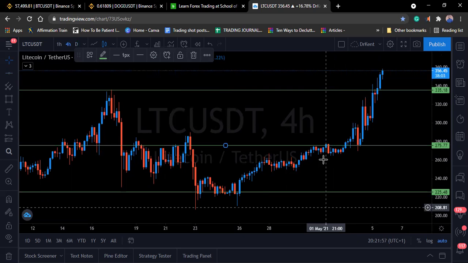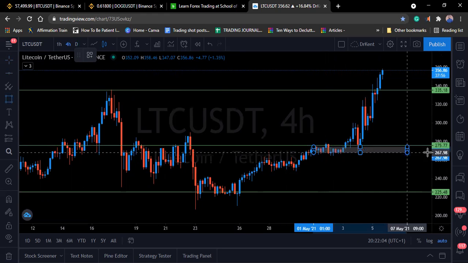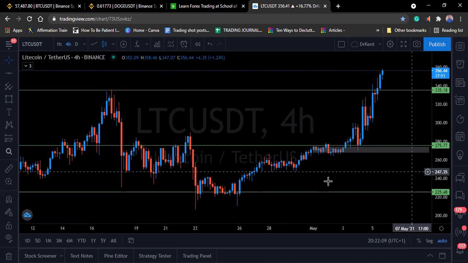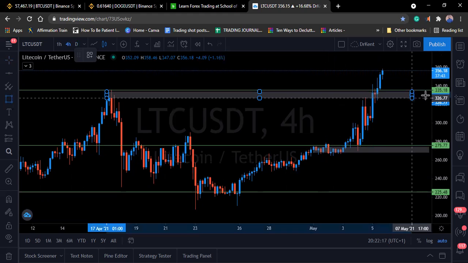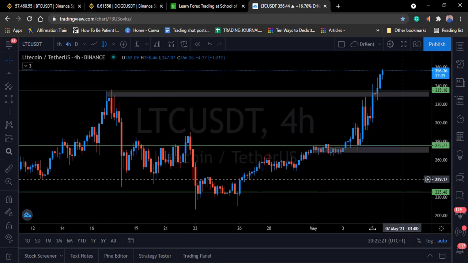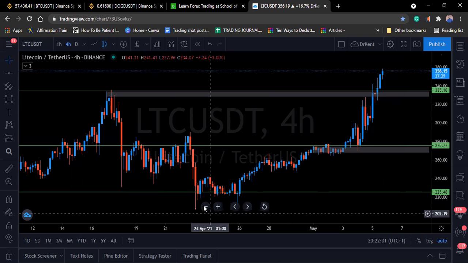I'm using lines for clarity. You could decide to as well use a zone here, and you still achieve the same thing. Now, these are support and resistance levels that have been drawn. Now, to identify market structure, let's zoom in.